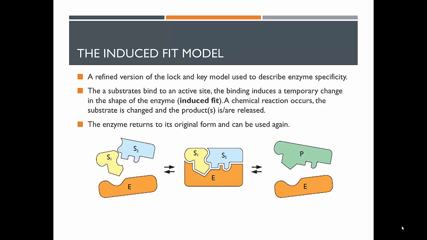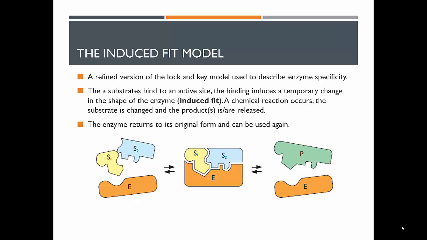The next model that we've got here is the induced fit model, and it's kind of like the lock and key. It looks very similar, with a lot of similarities, but you'll notice that the enzyme in the first diagram is less defined, and so often when a substrate comes along, an enzyme can change its shape slightly, this induced fit. So the substrate binds to an active site, the binding induces a temporary change in the shape of the enzyme, this is the induced fit, a chemical reaction occurs, and the substrate is changed and the product is released.